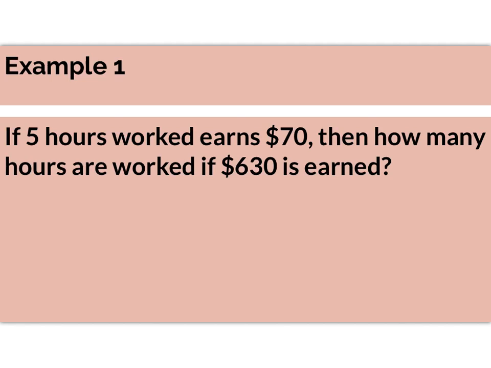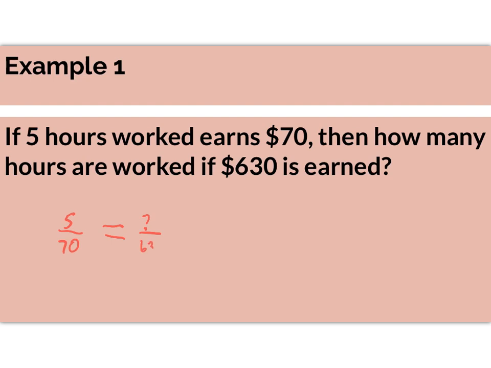Okay, so we have 5 hours work earned $70. Then how many hours are worked if $630 are earned? Okay, so we know a proportion. We need two fractions equal to one another. So in this scenario, for right now, it really doesn't make a difference which one goes on top. Since the 5 came first, I'll put it on top, and the $70 is down at the bottom. Since it came second, I'll put it down at the bottom. So then you need how many hours? I'll put a question mark there.